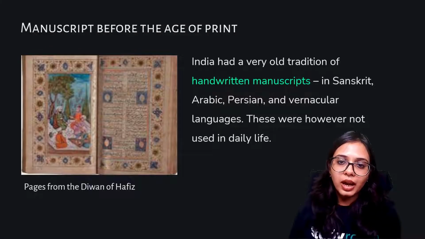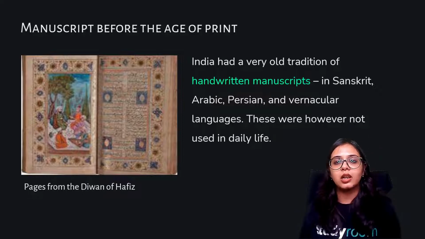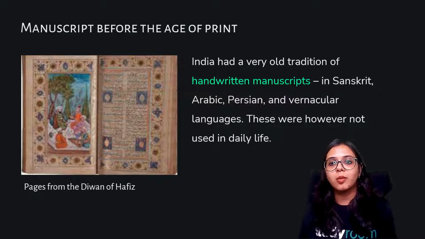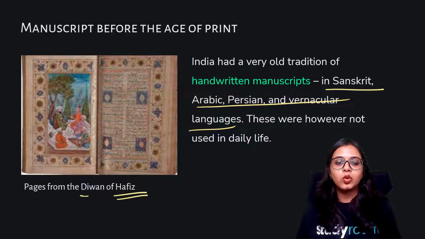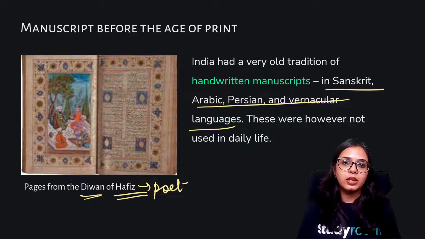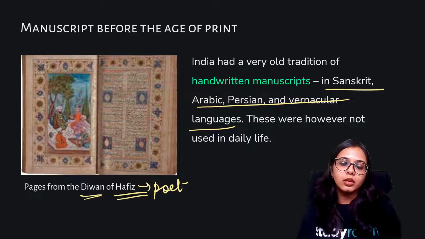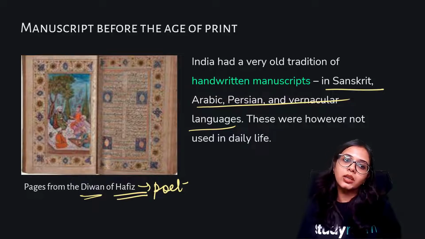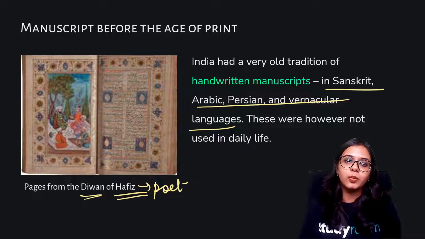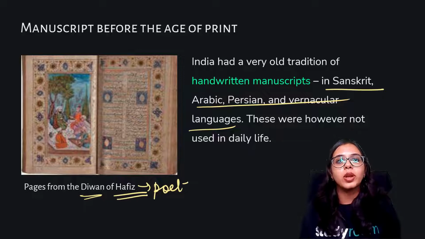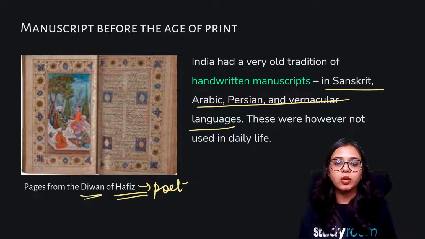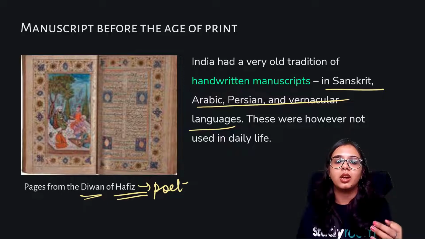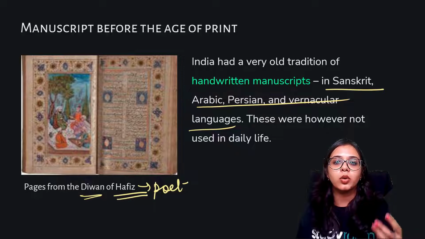Now, India had a very old tradition of handwritten manuscripts, and these were not restricted to a particular dialect, but varied across Sanskrit, Arabic, Persian, and other vernacular languages. And you can see here in this picture, these are pages from the Divan of Hafiz. Hafiz was a poet, and Divan was his collection of poems. It is a whole handwritten book, but they are not just words and writings, there are also very beautiful illustrations on the left hand side, and the border of the page is also very beautiful, so beautiful calligraphies adorn these books. So these handwritten manuscripts were, of course, written with craft, so they were not used in day-to-day life.